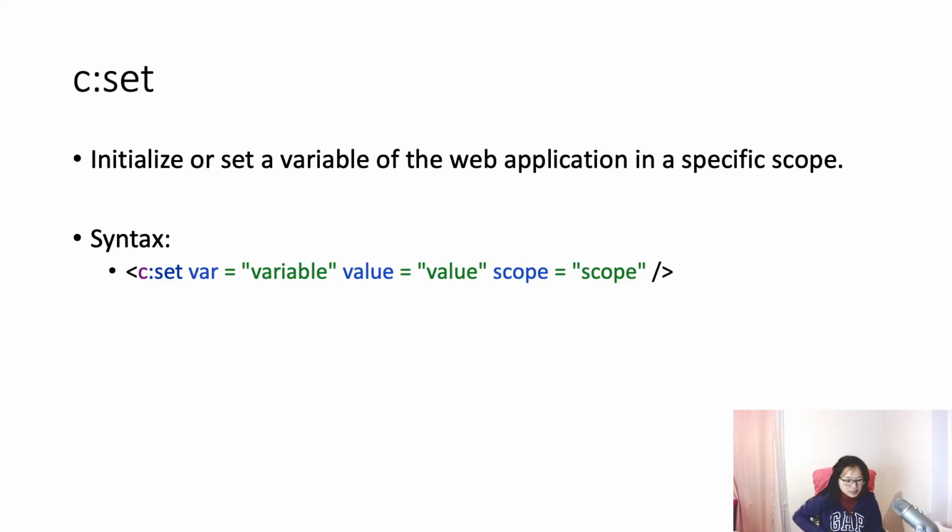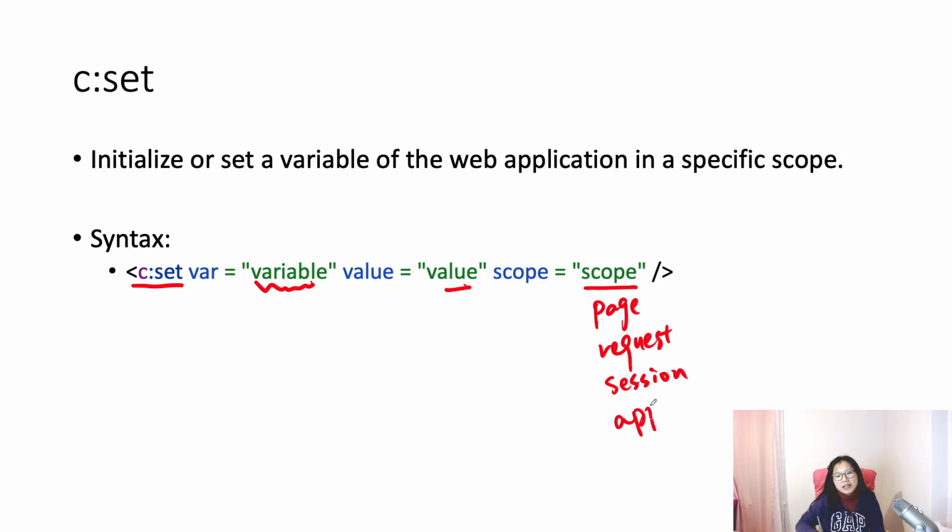The syntax is listed below here. We have a CSET, with var, and you can give any variable name, and you can have a value for this variable name, and scope. This scope can have four values: page, request, and I think you can answer the remaining: session and application.